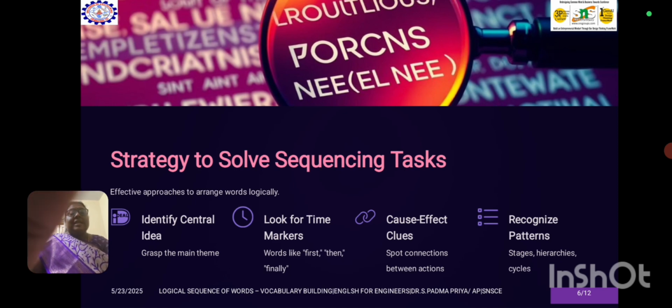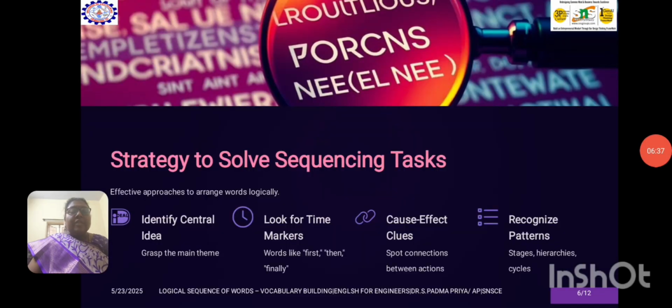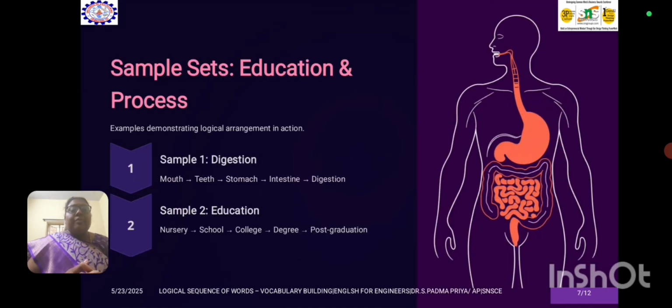So what are the things that are coming under this aspect? That is, you have to grasp the main theme, and then you have to look for the time markers. That is, you have to put it in the order, like using the words first, second, then next, finally, all those words. And then you have to put the cause and effect in the right order, so that the cause will explain, or the effect will give the reason why it happened. So all those things. And then finally you have to recognize the stages or hierarchies or cycles of that particular concept. Okay, so this will help you to improvise in a better manner.